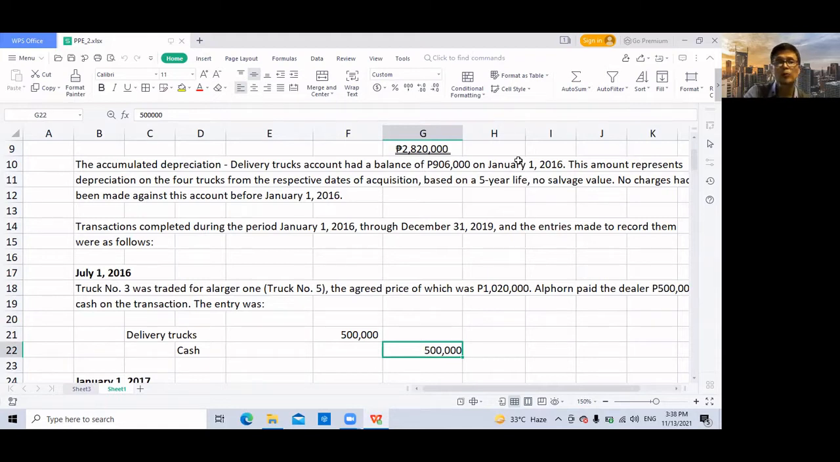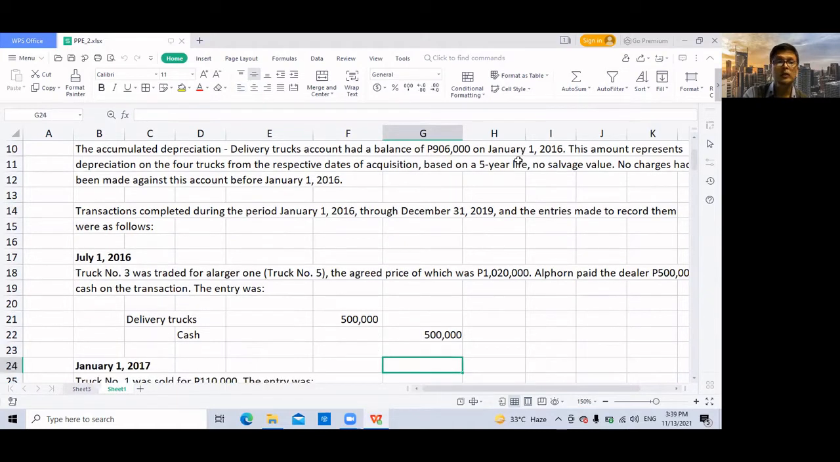At isa pa, magkukompute rin tayo ng depreciation expense diyan. Kasi sabi nga kanina, hindi pa nag-depreciate yung company before January 2016. So we'll take that. So that's about 6 months, kasi July 1 nag-trade in. So from January 1 to June 30, mag-provide tayo ng depreciation for the truck number 3.